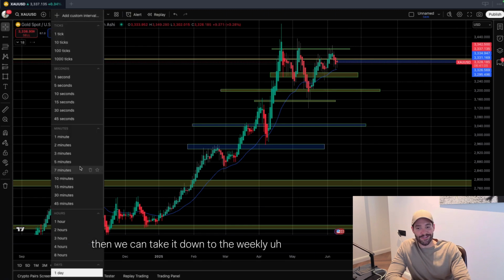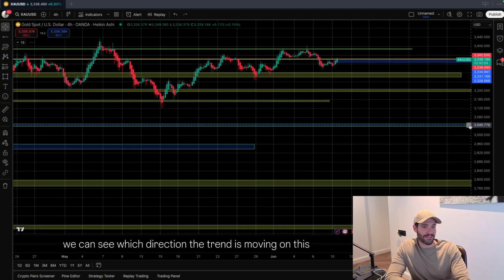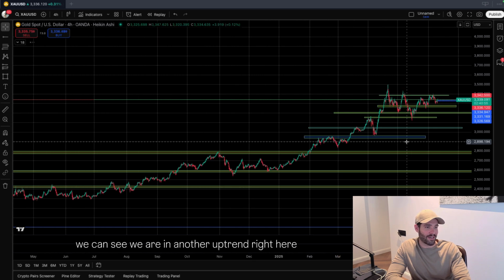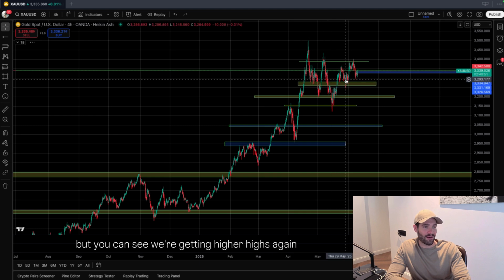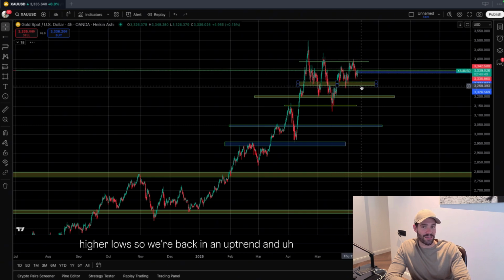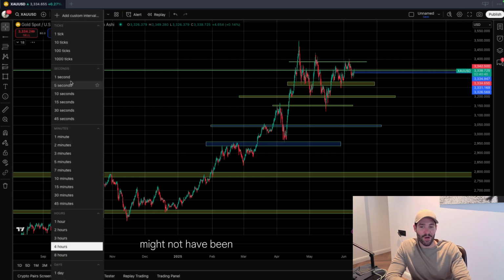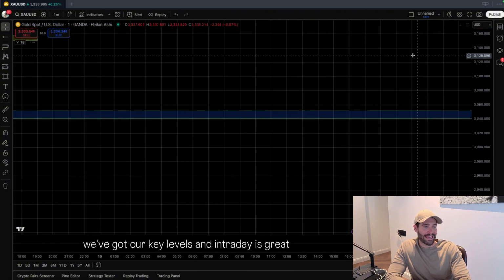Then we can take it down to the weekly, down to the 4 hourly. We can see which direction the trend is moving on this. We zoom out, we can see we are in another uptrend right here. Kind of messed around a little bit here, but you can see we're getting higher highs again, higher lows, so we're back in an uptrend. And yeah, you can use that as a good indication as well. On this particular one that I'm going to show you, it might not have been too relevant. But anyway, once we zoom back in, we've got our key levels.